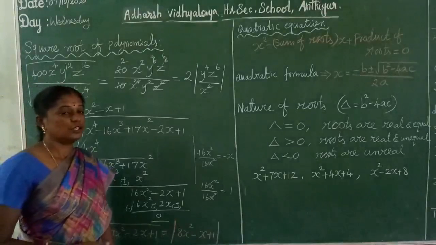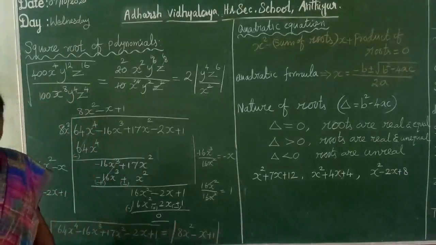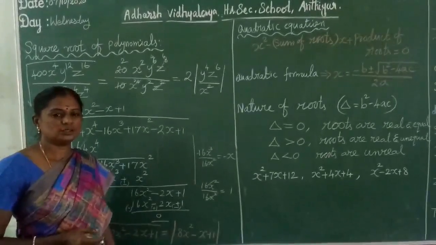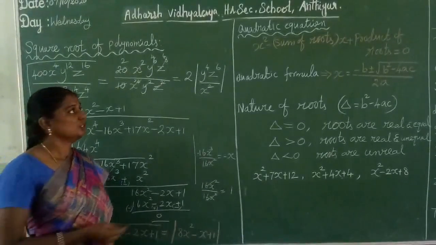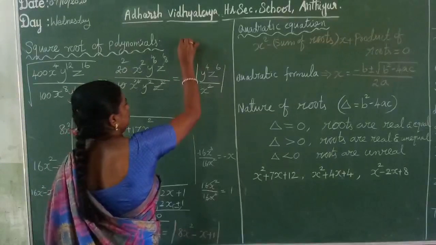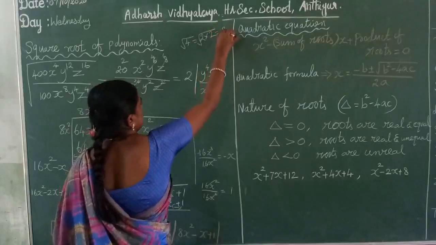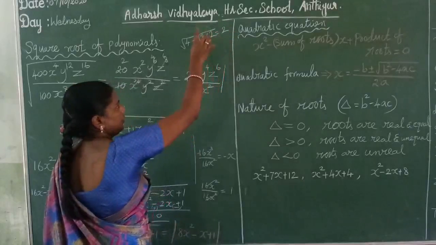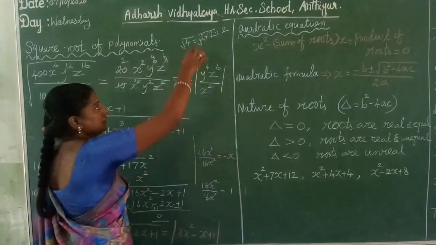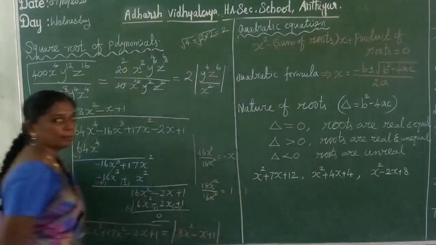Next we discuss square root of the polynomial. Already studied in lower class, square root of the numbers. So for example, square root of 4 is equal to 2 into 2. So the answer is 2. The number multiplied by the same number itself, that is the answer for the given number.